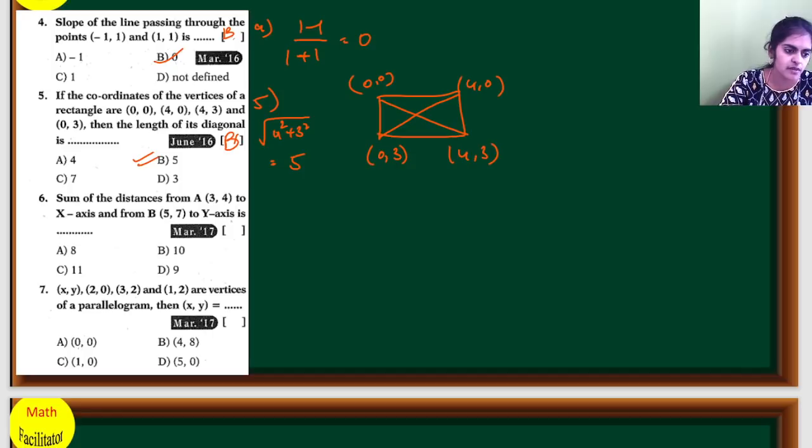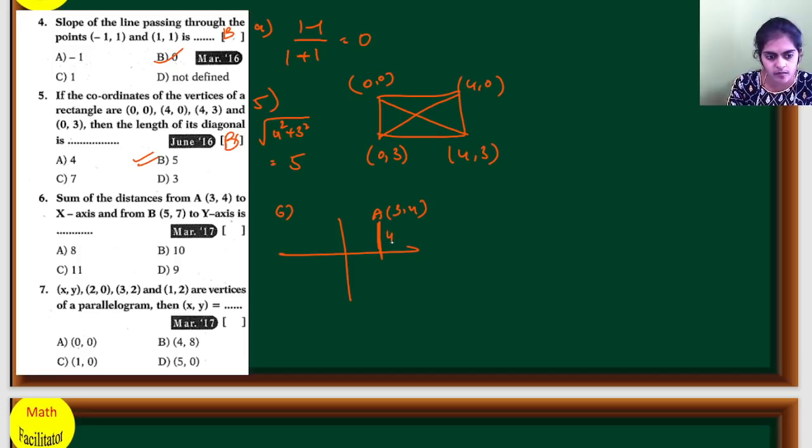The sum of distances from A to x-axis and B to y-axis. Point A is (3, 4). Distance of A to x-axis is nothing but the y coordinate. So this distance is 3, this distance is 4. B is (5, 7). B to y-axis you want. So if I have a point B, the distance of B from y-axis is nothing but the x coordinate.